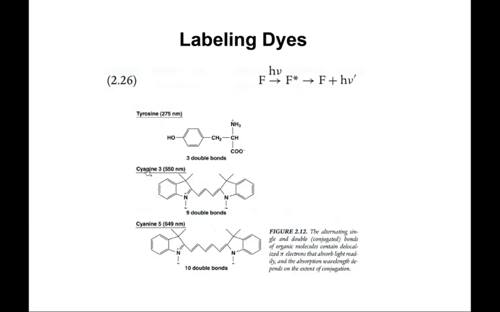They have specific emission wavelengths. For Cy3, the emission wavelength is 550 nanometers, and for Cy5 it is 649 nanometers. The emission wavelengths are quite different. Therefore, we can use Cy3 to label one sample and Cy5 to label the other sample, so we can distinguish two different samples on one microarray chip.